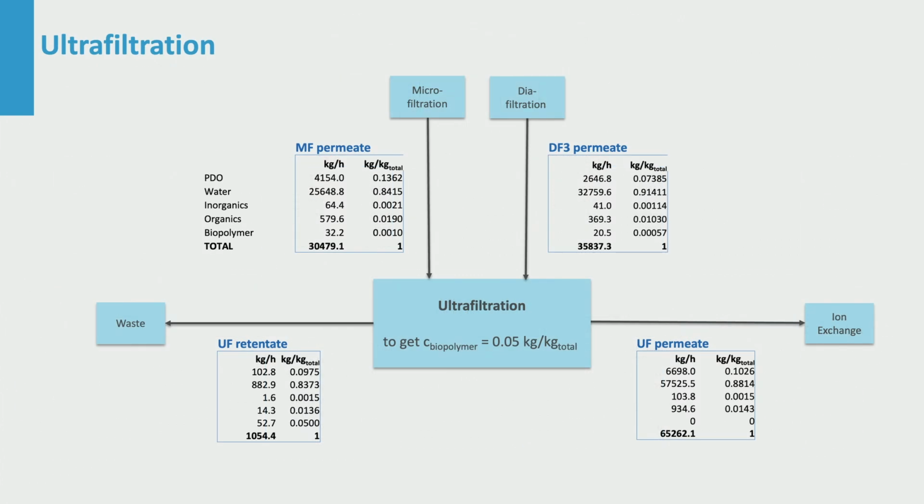Filtered broth and diafiltration permeate are jointly sent to ultrafiltration. There we assume complete biopolymer removal, which is optimistic. They stay in the retentate as concentrated aqueous solution. We assume 50 grams biopolymers per kilogram retentate. The other compounds are assumed to freely pass the membrane but will not completely permeate, to keep 950 grams of other compounds per kilogram retentate.